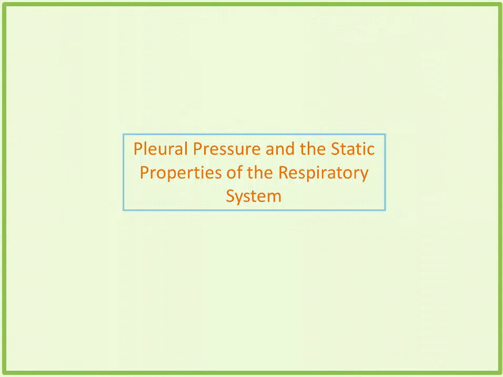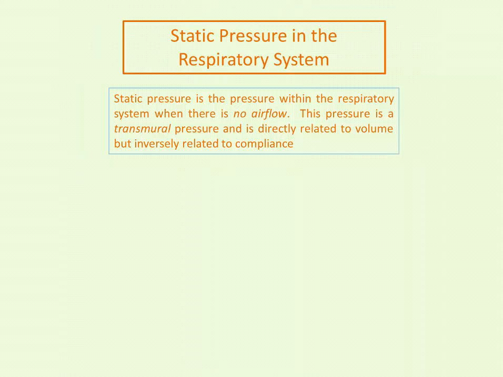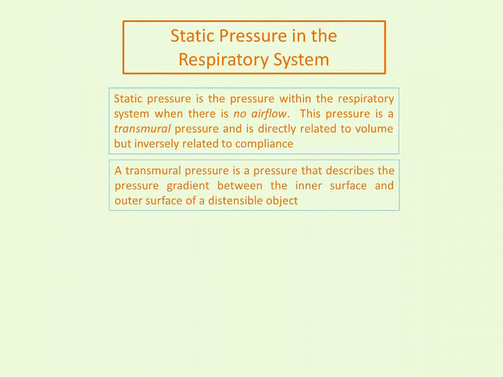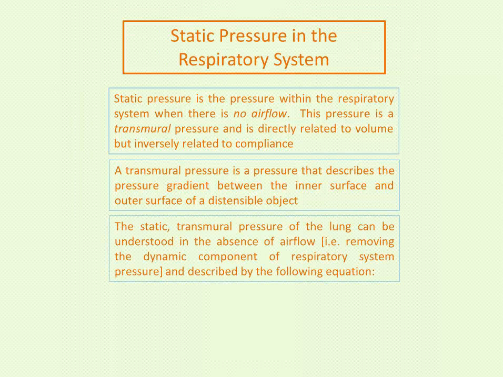So let's begin this first section of Chapter 1, and that's the static properties of the respiratory system. As I've touched on briefly, the static pressure is the pressure within the respiratory system when there is no airflow, and this is a transmural pressure that's directly related to the volume of the distensible object and inversely related to the object's compliance. As mentioned, it describes the pressure gradient between the inner and outer surface of the distensible object, and it can really only be understood in the absence of airflow, that is, removing the dynamic component of the respiratory system pressure.